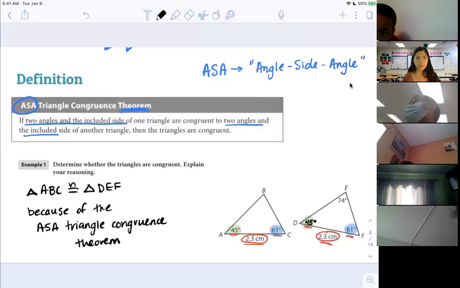All right, so my three guys who are at school are moving to a different classroom, so I'm just going to pause here for a moment and wait for them to get to the other classroom.